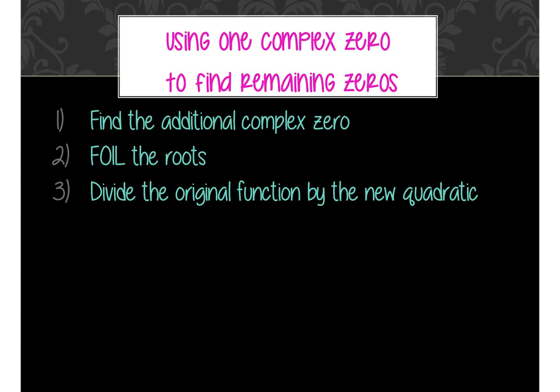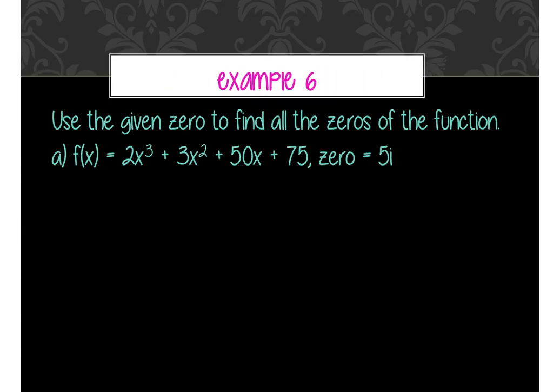Okay, so now we're going to review. We go back to 2, 3. So it says use the given zero to find all the zeros of the function. So my zero is 5i. That means what else is automatically a zero? Negative 5i. So if I want a polynomial there, I'm going to write x minus 5i times x plus 5i. And I'm going to FOIL it out.